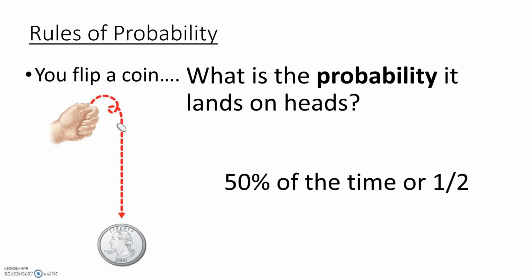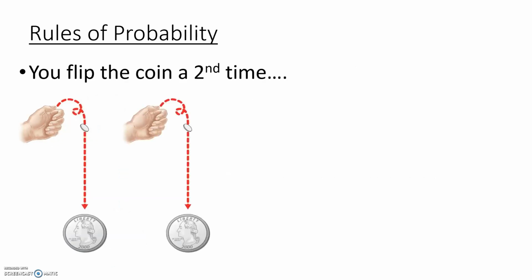And if you think about this process here, we've really got two choices. It either lands on heads or tails. There is a possibility it could land on its side, but we're not going to pay attention to that for our purposes here. So the probability that you flip a coin and it lands on heads is 50% of the time you would expect it to land on heads, or 1 out of every 2.